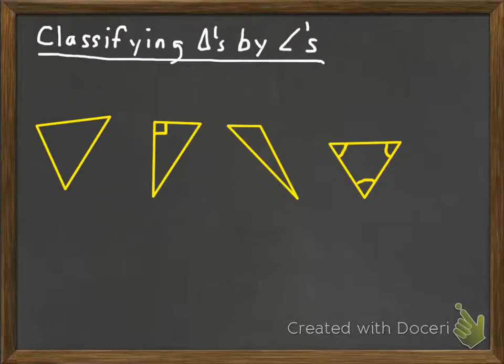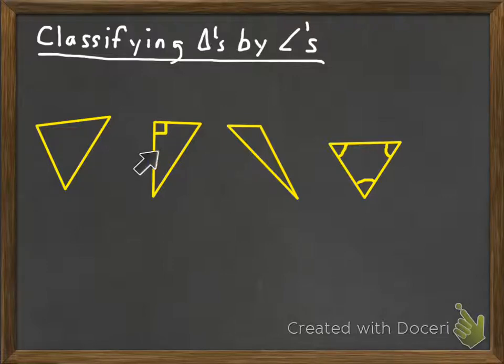Alright, now we want to look at how you classify triangles by using their angle measures. Now, what I've got here are four triangles, because there's four different classifications we can have. In this first triangle, you're going to see that the angles, well, all of them are less than 90 degrees. I think you can tell that because there's no right angles, right? Everything else is less than a right angle.